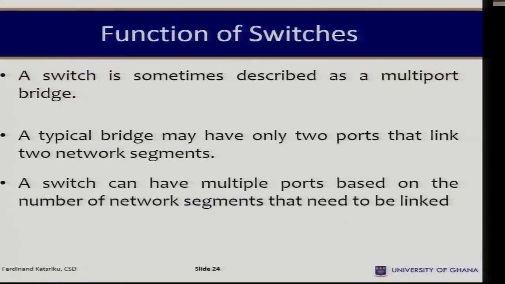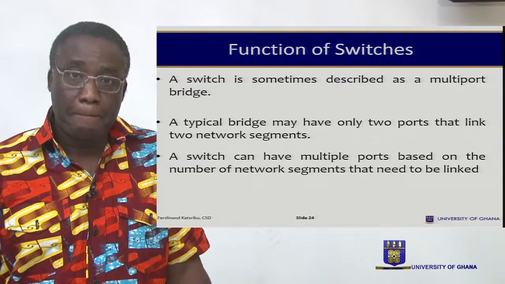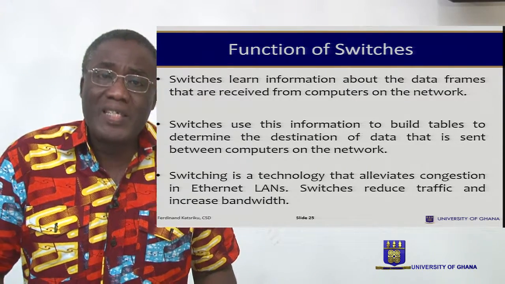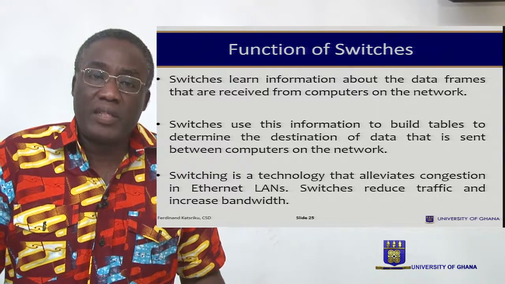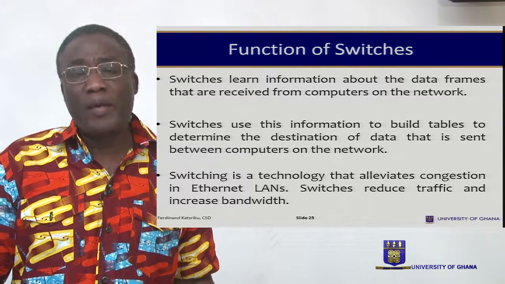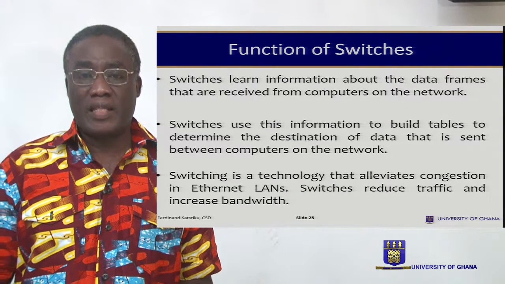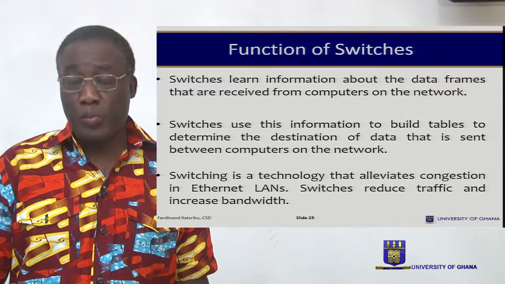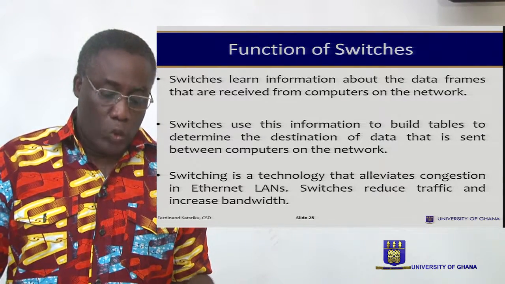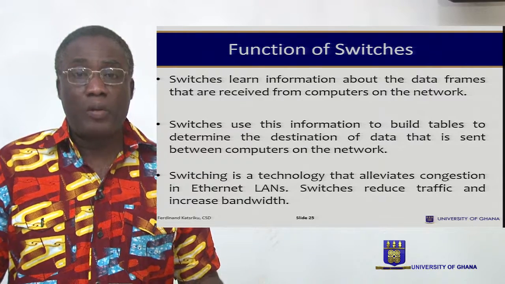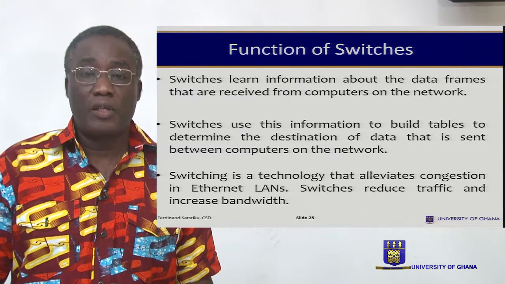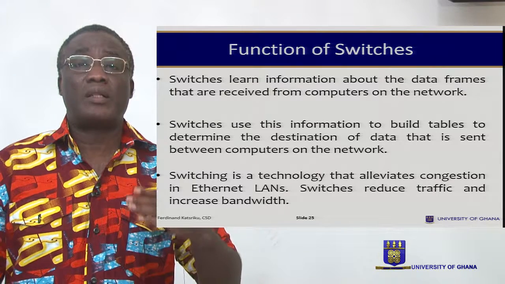A typical bridge may have only 2 ports that link 2 segments, but a switch can have multiple ports based on the number of network segments that need to be linked up. Switches learn information about the data frames that they receive from computers on the network, so they are more intelligent. Switches use this information to build tables to determine the destination of data that is sent between computers on the network. Switching is a technology that alleviates the problem of congestion in Ethernet. Switches reduce the traffic and increase bandwidth.